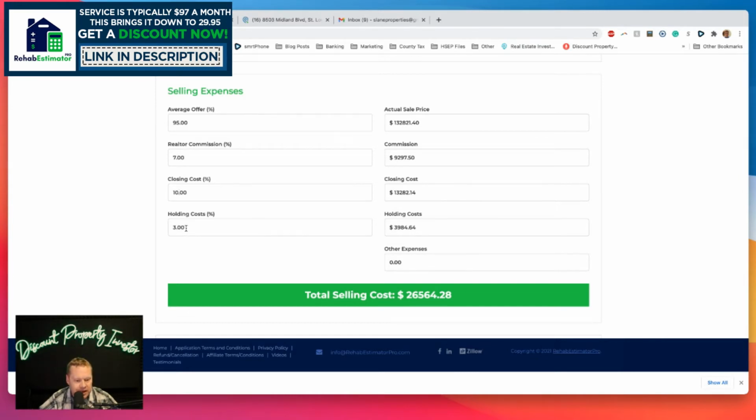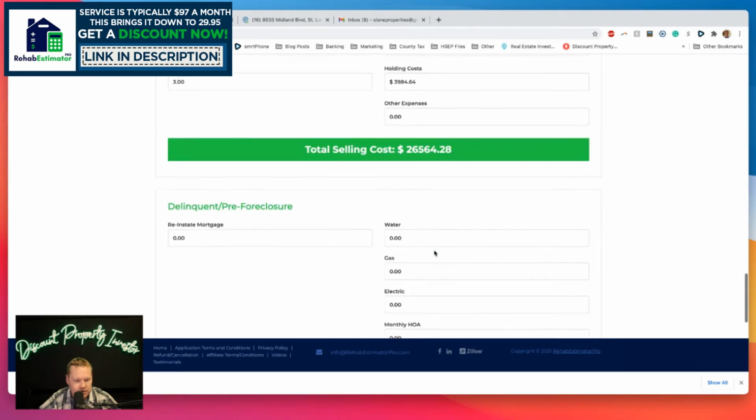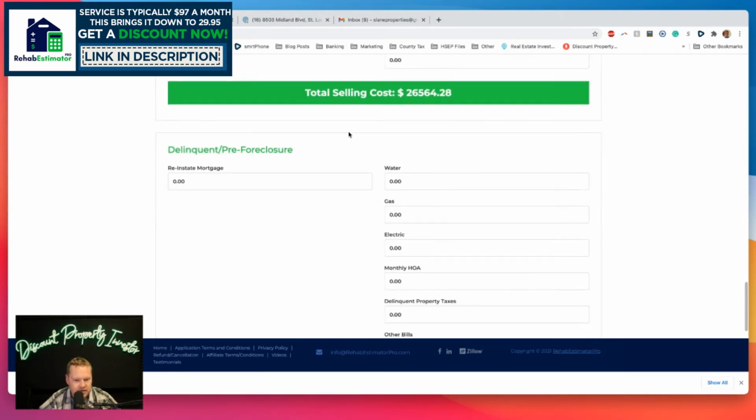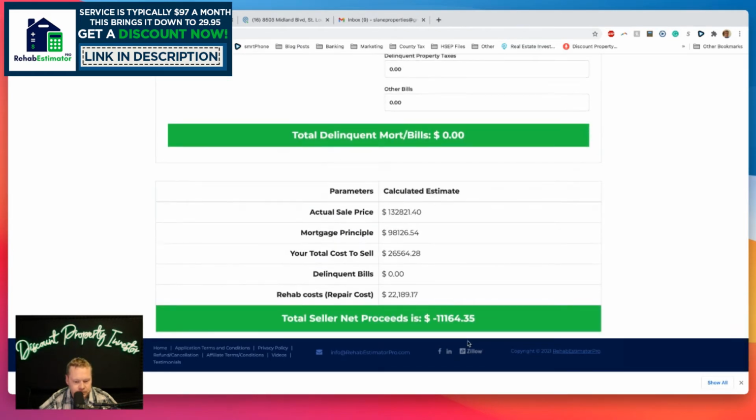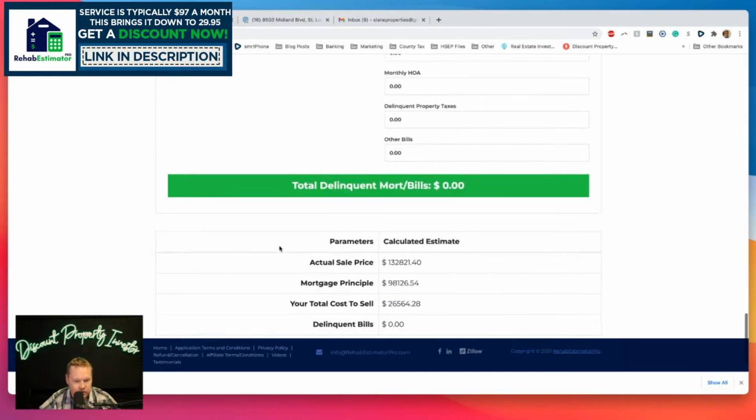And let's look at our holding costs. Holding costs are $3,000. We'll keep other expenses out. So there's a total selling cost of $26,000. We're not in pre-foreclosure. So let's see what we've got. Calculated estimate: actual sale price $132,000. Mortgage principal $98,000. Total cost of sales $26,000. Rehab cost is $22,000. Total net seller proceeds, negative $11,164.